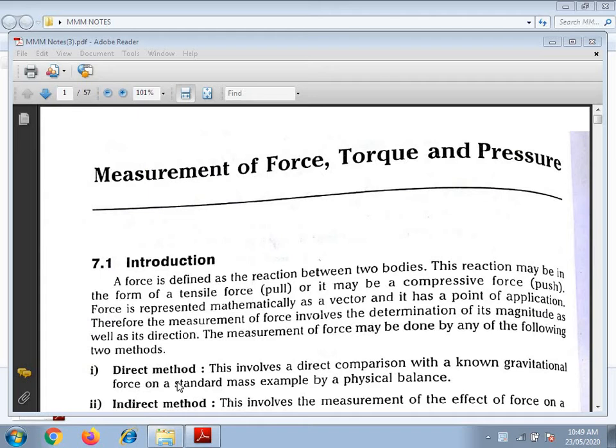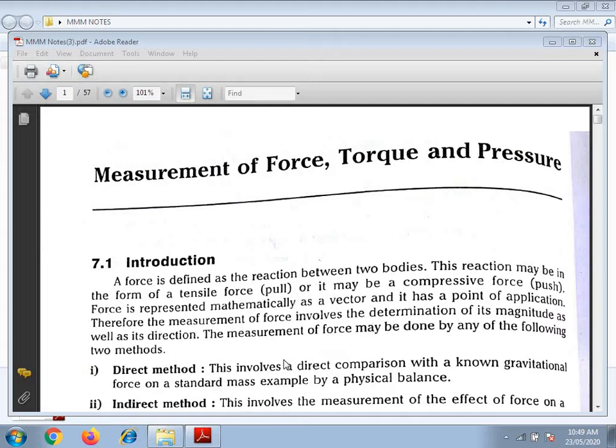So study later on. Indirect method involves measurement of effect of force on a body. For example, measurement of acceleration, or measurement of resultant effect, that is, the resultant effect is nothing but deformation. So these direct and indirect methods are used.